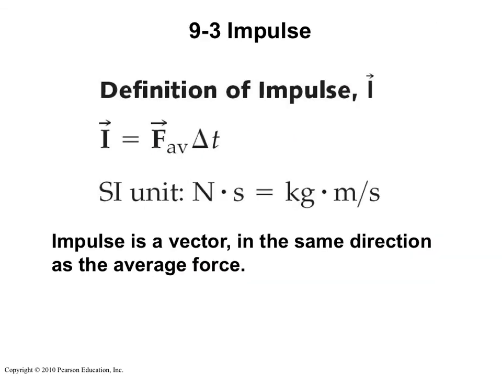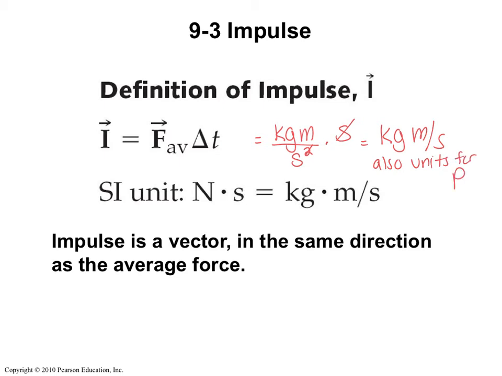The next equation we'll focus on is impulse. Impulse is force times time. Now let's derive our units for this. For force, remember it's kilogram meters per second squared. I get that from F equals ma, times seconds. Now I'm going to get kilogram meters per second, which are also the units for P. Very interesting. It's also a vector because it has force. So this is telling me that the change in momentum is equal to my impulse.